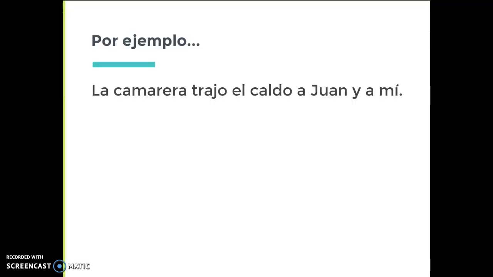La camarera trajo el caldo a Juan y a mí. The waitress brought the soup, or the broth, to Juan and me. Your first step is to identify the direct object. You can ask yourself, what's the verb? Trajo. ¿Qué trajo? What did she bring? El caldo. So, el caldo is our direct object.